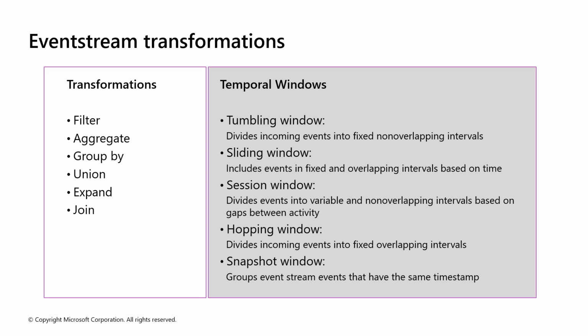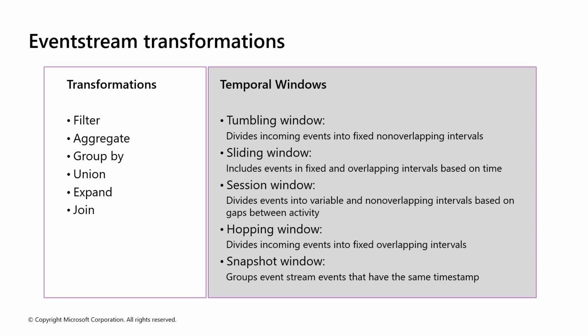Number one, you can use filter to filter events based on the value of a field in the input. The transformation keeps the values that match the selected condition, such as is null or is not null. Number two, you can use aggregate to calculate an aggregation like sum, min, max, average, and more every time a new event occurs over a period of time.